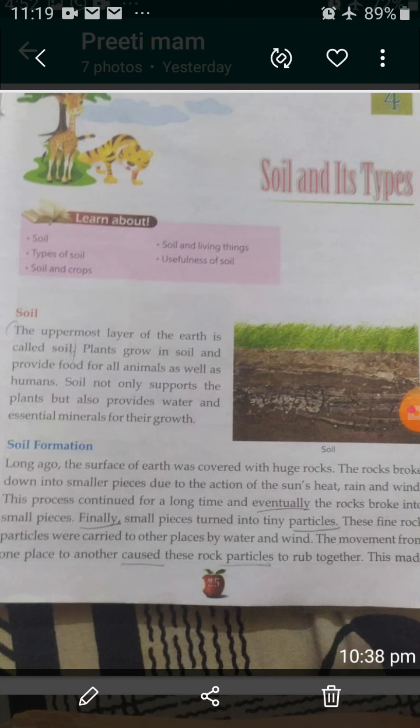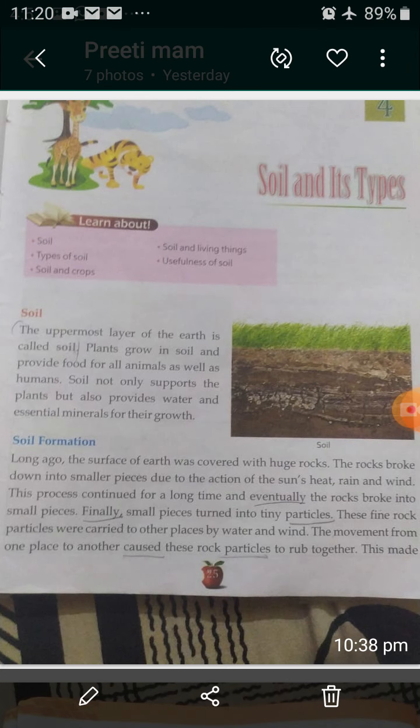This made the soil. The pieces were further broken down into very small pieces due to the action of wind, water, and heat. This is called the weathering of rocks. It is a continuous process. It takes millions of years to form an inch of soil, so we must protect the soil.